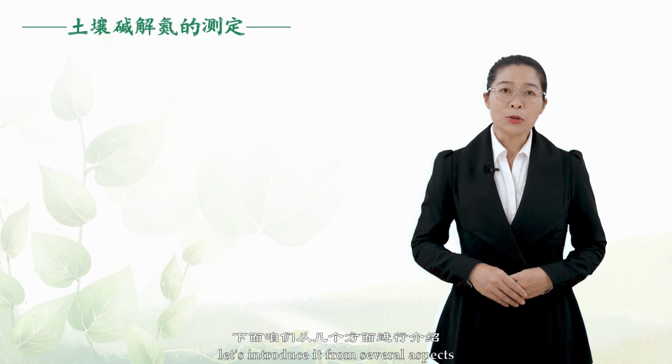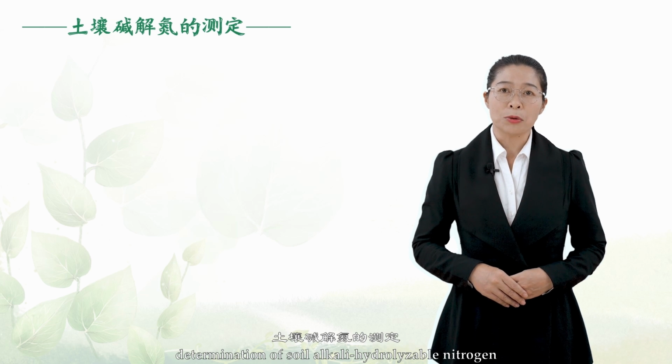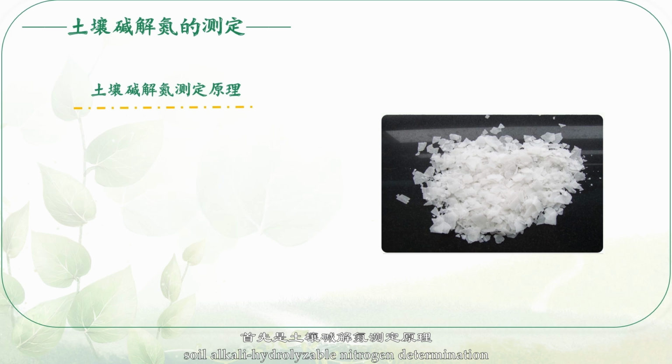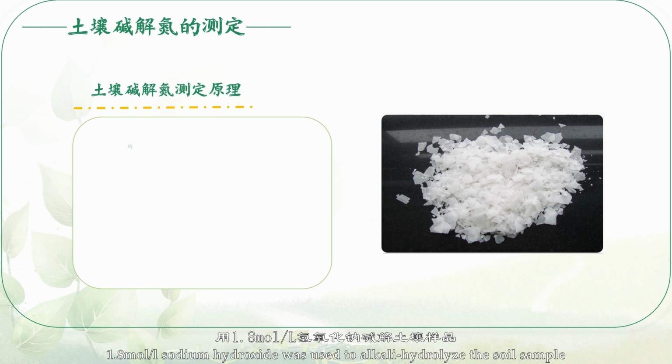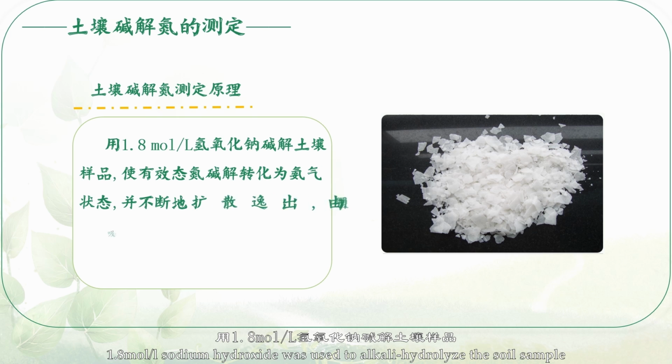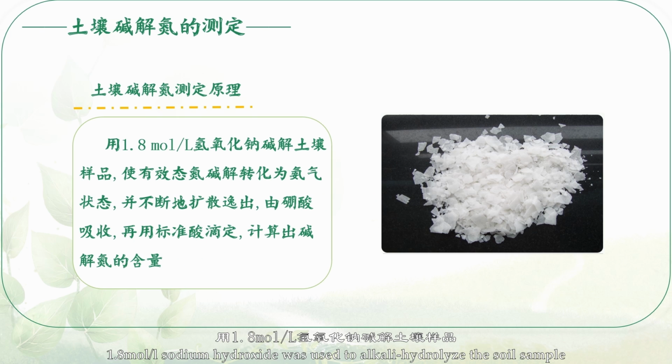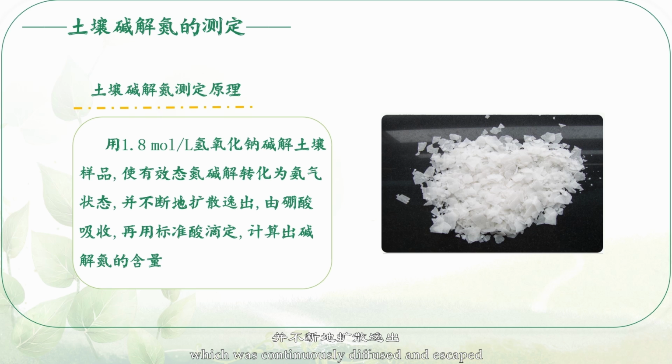Let's introduce it from several aspects: determination of soil alkali hydrolyzable nitrogen. Firstly, the principle of soil alkali hydrolyzable nitrogen determination. 0.8 moles per liter of sodium hydroxide is used to alkali hydrolyze the soil sample so that the available nitrogen is converted into ammonia gas, which continuously diffuses and escapes to be absorbed by boric acid, and then the content of alkali hydrolyzable nitrogen is calculated by titration with standard hydrochloric acid.